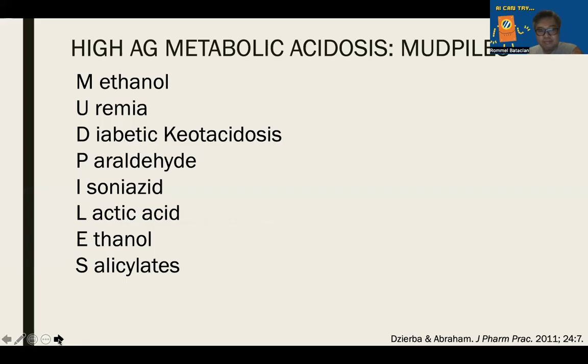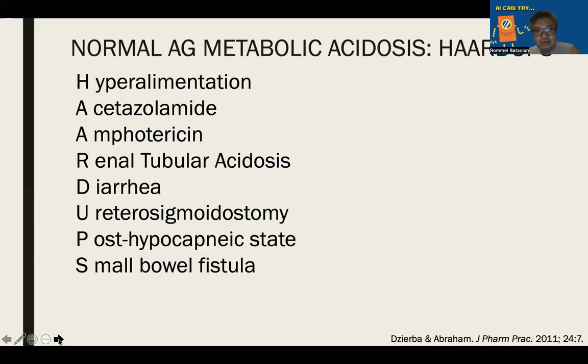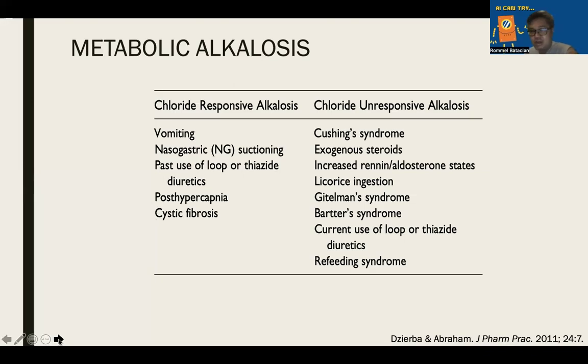So that's the mnemonics just to remember the causes of high anion gap and normal anion gap. Now, if it is metabolic alkalosis, there could be a chloride responsive alkalosis and a chloride unresponsive alkalosis.